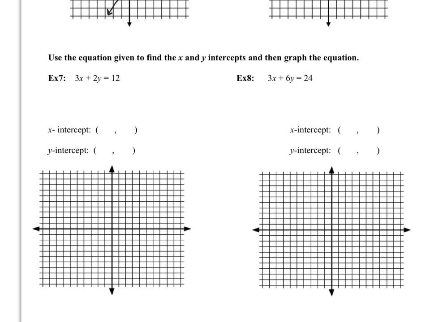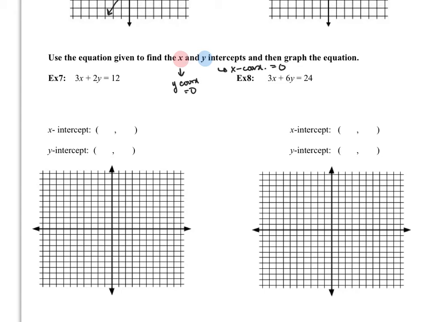The last thing that we're going to do in this section is use the equation to find the intercepts and then graph just like we did. We want to remember some pretty important things about x and y intercepts. For our x-intercept, the y-coordinate is 0, and for the y-intercept, the x-coordinate is 0. This is going to help us find our x and y-intercepts.